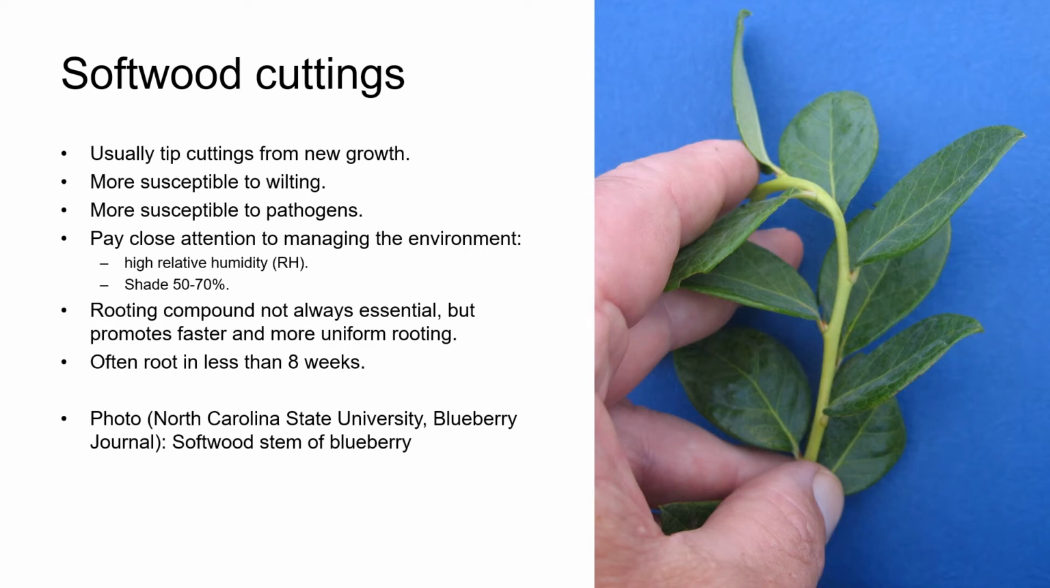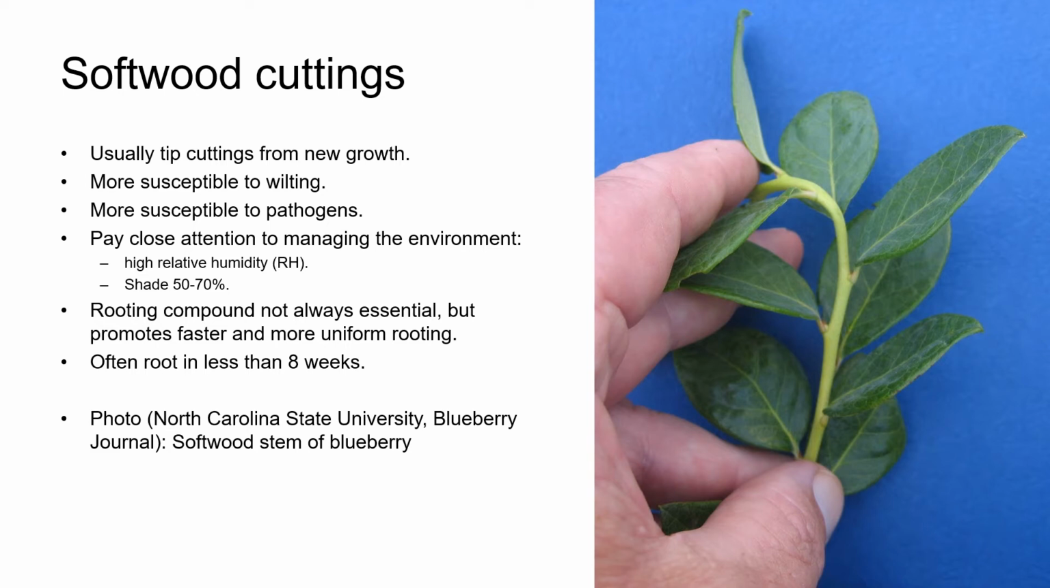Applying a rooting compound isn't always necessary, but it can help speed up the rooting process, which is important when you're in a race against the pathogens. Using a rooting compound also promotes more uniform rooting. The strength of the rooting compound used is usually less than for semi-hardwood cuttings.